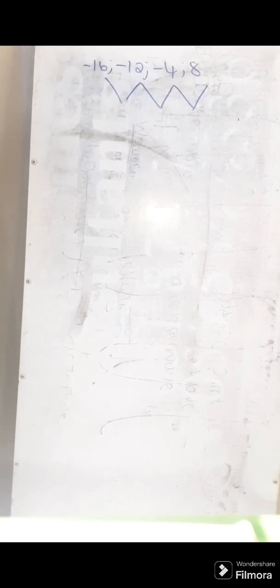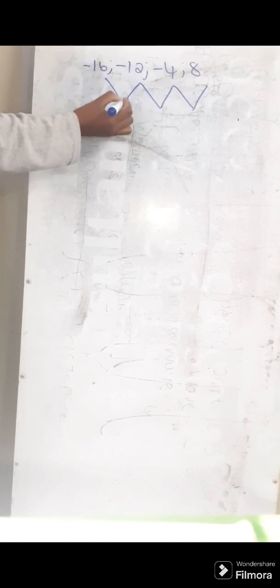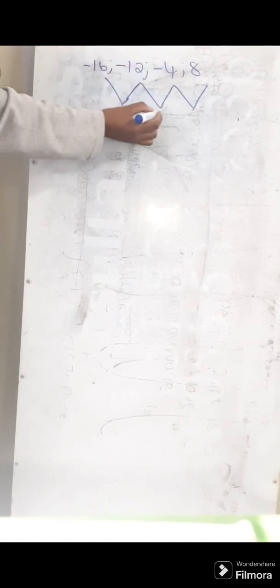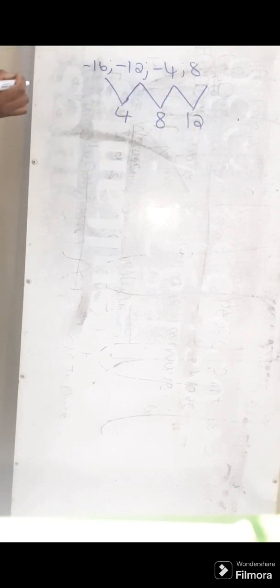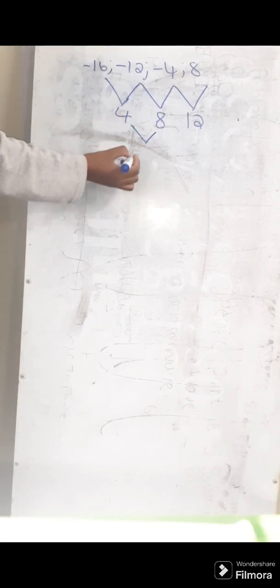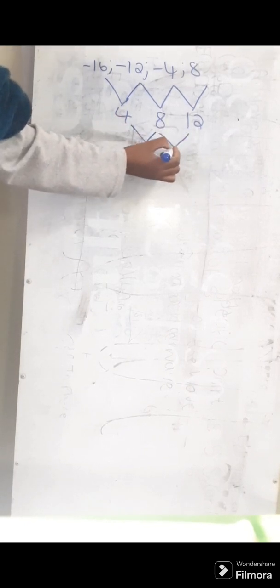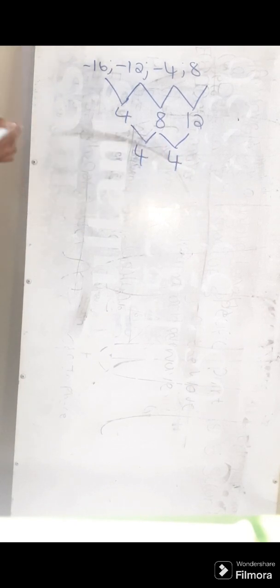So negative 12 minus negative 16 will give us 4. Then 4 minus this one will give us 8. This will give us 12. So the difference here is 4 and this one is 4.